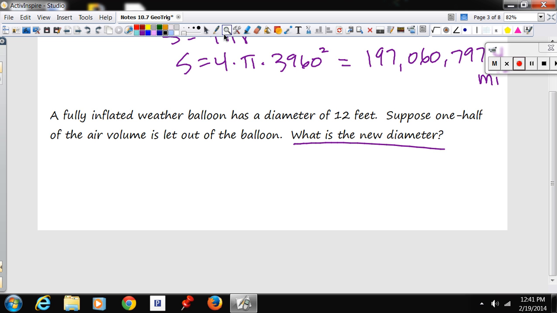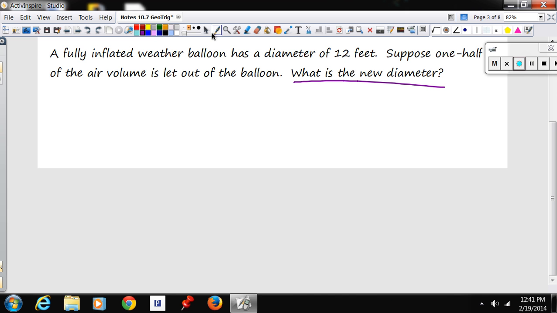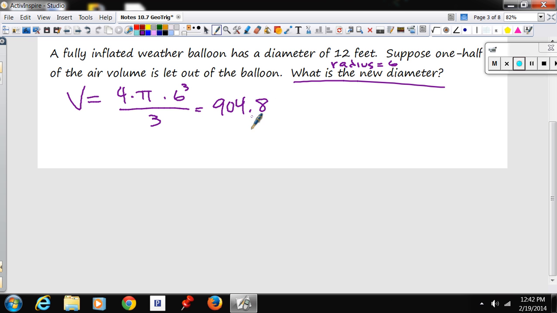So let's test it and see if it's going to come out as half. Let's find the volume of the fully inflated balloon. So 4 times pi times my radius is how much? 6. Good. So the radius is 6. So cubed and then divided by 3. So let's see what our volume is going to be for the fully inflated one. So 216 would be 6 cubed times 4 times pi divided by 3. 904.8. That would be in cubic feet.